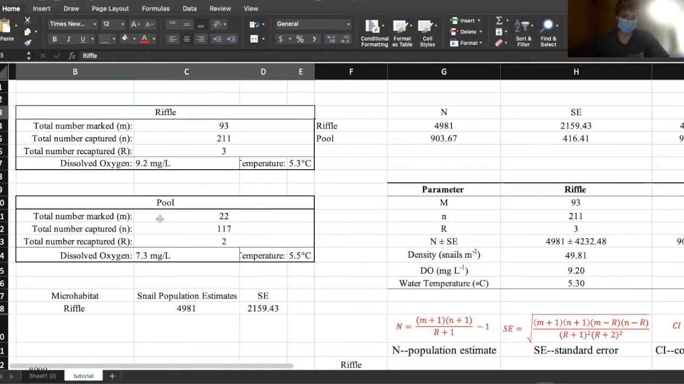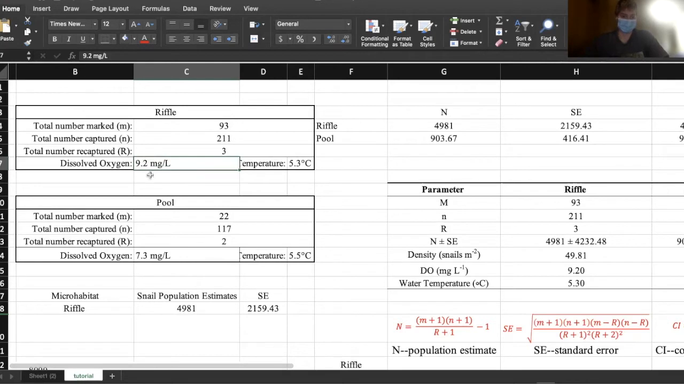So you're just going to have this data right here. Just ignore the rest. You're going to have a section for riffle and a section for pool, and the total marked individuals, the total captured individuals, and then the total number of recaptured individuals. Of the 211 captured, 3 of them were recaptured, as in they were marked initially when we went out. So that's the same for the pool.